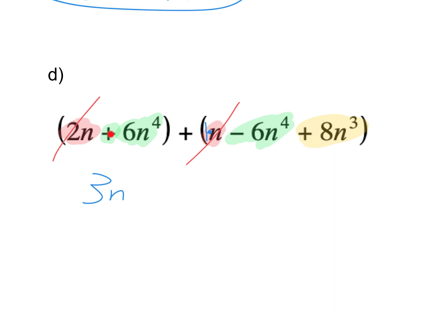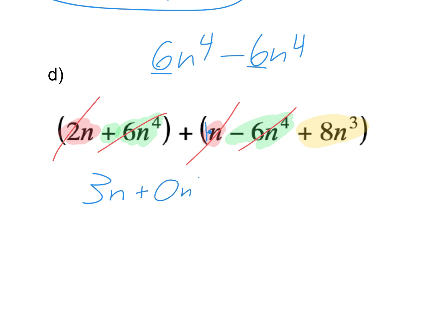Next, we have a positive 6n to the fourth plus a negative 6n to the fourth. So if I take those, I have 6n to the fourth, and then I subtract 6n to the fourth. 6 minus 6 is 0. So this will all just turn into nothing. So I can just cross those off. If you want to keep track, you could write down plus 0n to the fourth, just so you know you did add those together and you didn't forget to. But you don't have to include it. That's just if you would like.